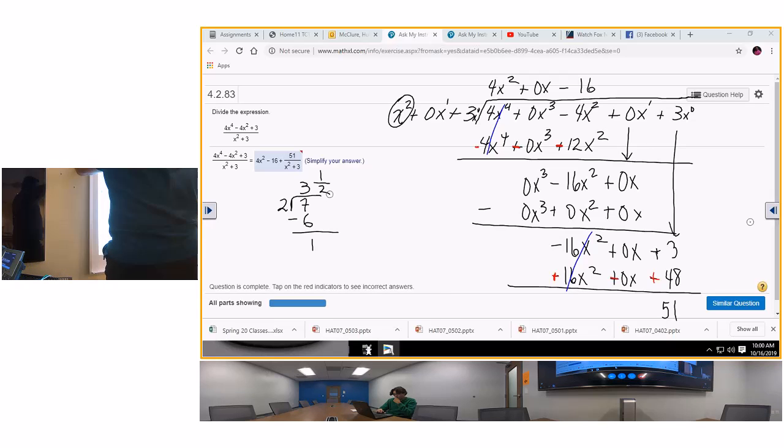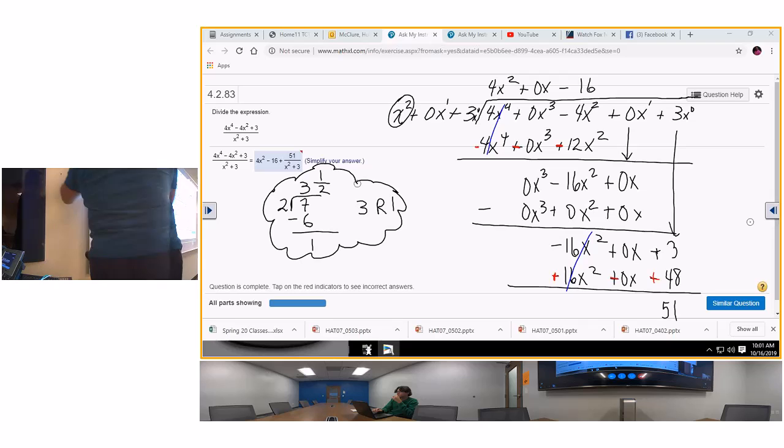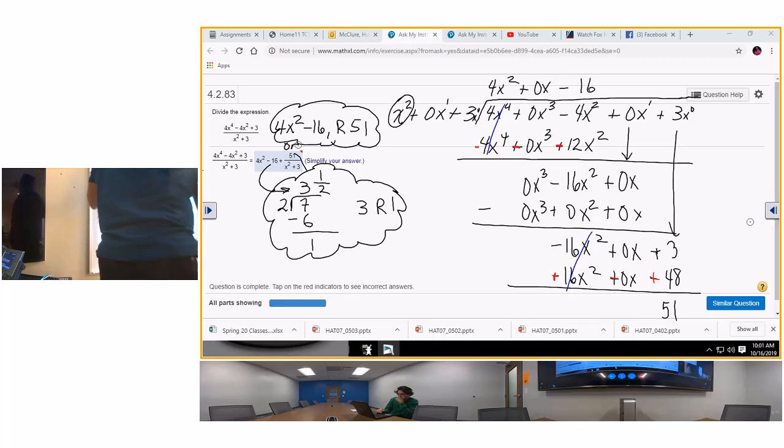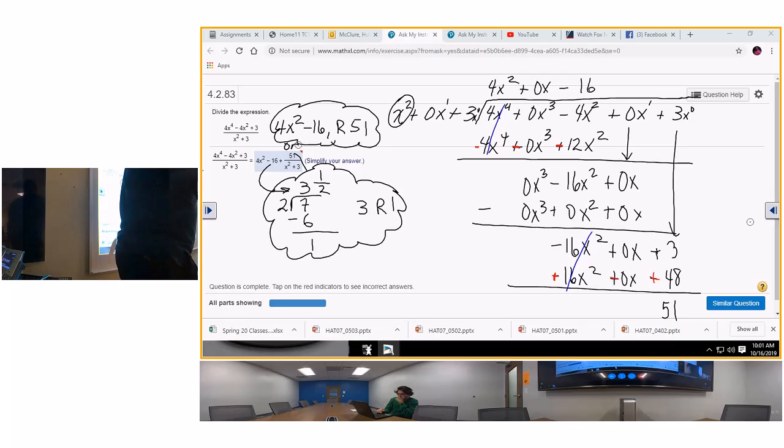The other way is to write 3 with a remainder of what? 1. Okay? Let's go back to pre-algebra or basic math. This is an example back. So this one right here is written like that. But I could go 4x squared minus 16 with a remainder of what? 51. So you can have this answer, or the other. Well, they will probably take both answers. It should.